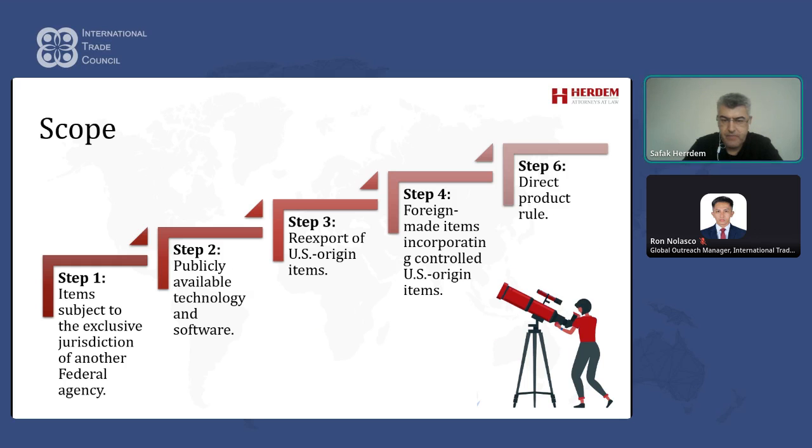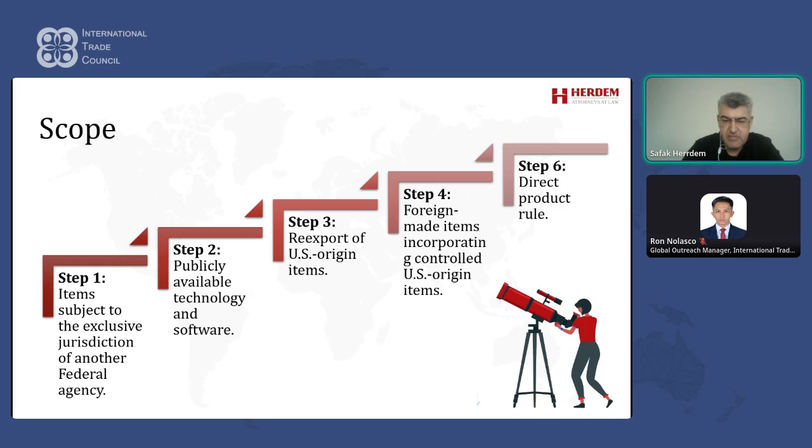As we have previously seen, the first 6 steps are about determining if an item is subject to the ER. Step 1 asks whether the item is subject to the exclusive jurisdiction of another federal agency. This step is relevant for both exports and re-exports. It's important to determine whether an item is subject to the exclusive jurisdiction of a federal agency other than BIS. If it is, the regulations of that agency must be complied with, and ER compliance is not required.